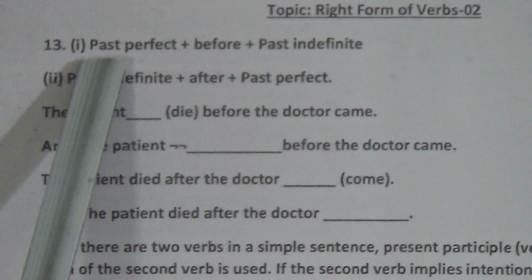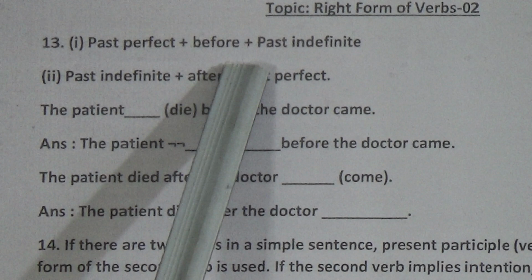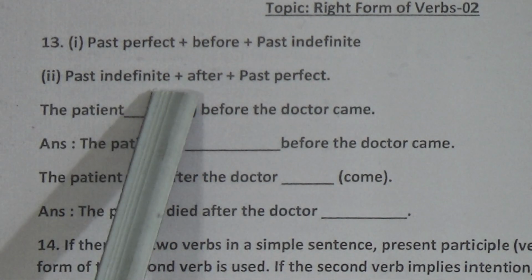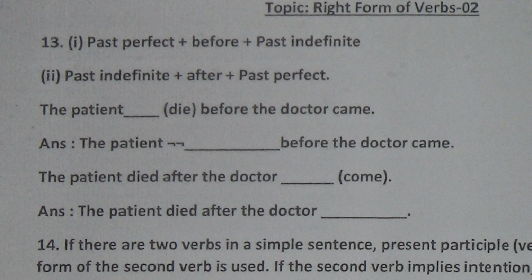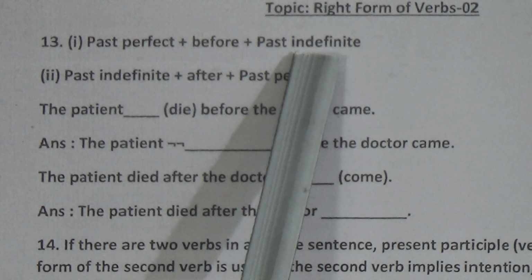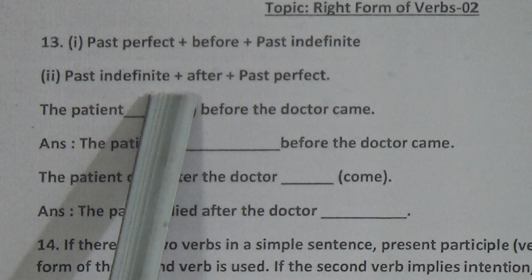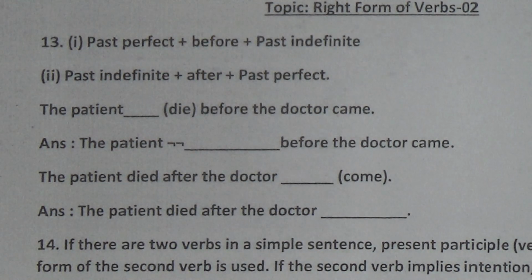There are two subsections in this rule: past perfect plus before plus past indefinite, and the second one past indefinite plus after plus past perfect. That means if the first part of a sentence is in past perfect, then the second part will be past indefinite, and if the first part is in past indefinite, then we will use after, and the second part will be in past perfect tense.